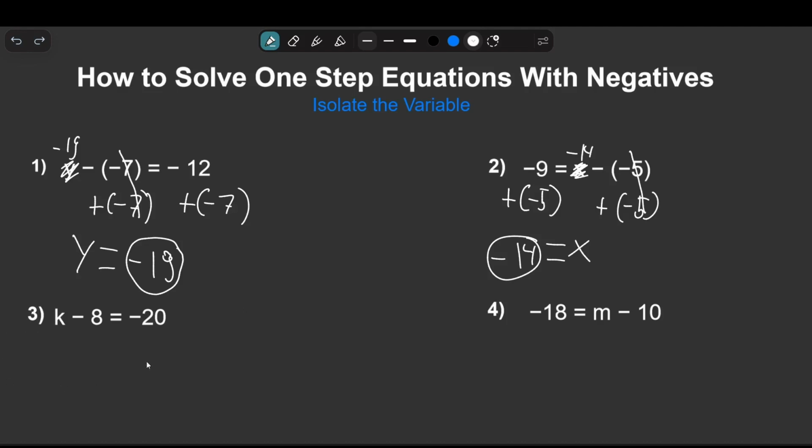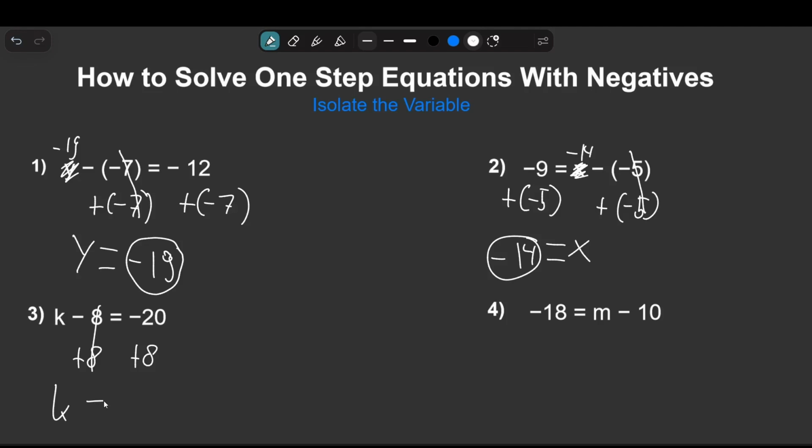So let's go to our third equation, where we don't have any parentheses. This makes it a lot easier. So we have k minus 8 equals minus 20. Now, because we don't have a negative number on the left side, we can just do plus 8 at both sides. Plus 8. So minus 8 plus 8 equals 0. So now we have isolated our variable.